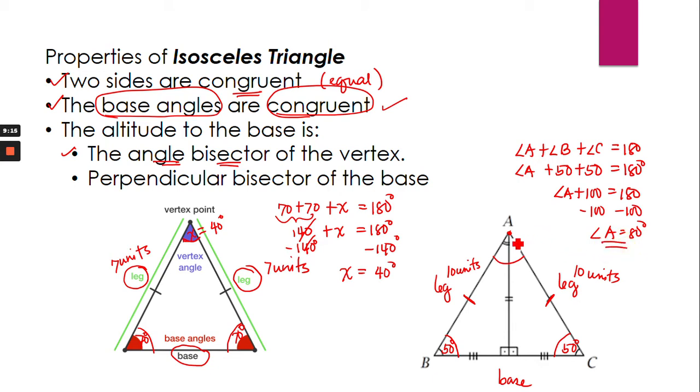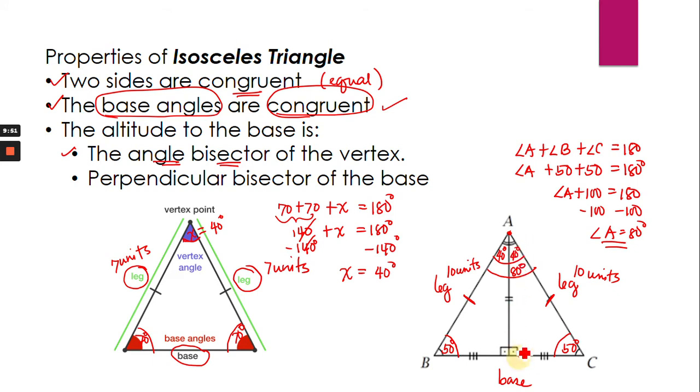Remember, angle A here is 80 degrees. This is 80 degrees, right? Now, if this is an altitude, therefore it divides angle A into two equal measures. So therefore this is 40 and this is 40, right? Another property about an isosceles triangle when it comes to its altitude is that the altitude to the base is the perpendicular bisector of the base. When you say perpendicular bisector, the altitude is perpendicular to the base.